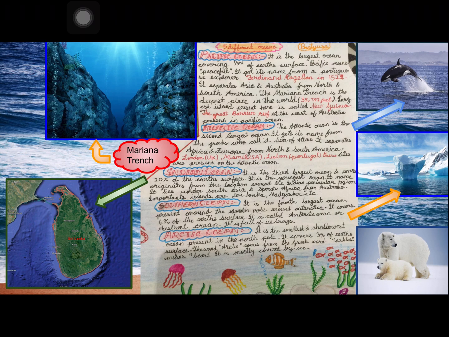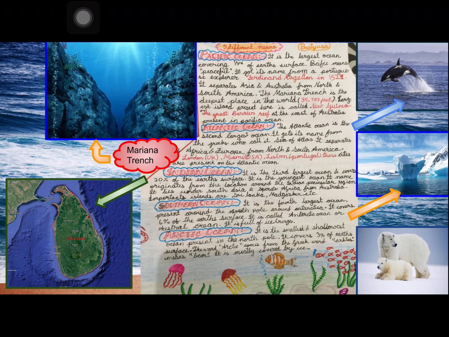The Pacific Ocean is the largest ocean, covering 1/3 of the Earth's surface, like I told you before. The word Pacific means peaceful. It got its name from a Portuguese explorer, Ferdinand Magellan, in 1521. It separates Asia and Australia from North and South America.